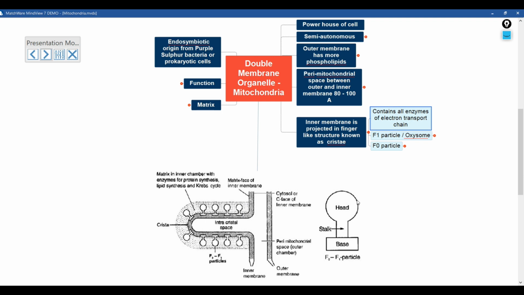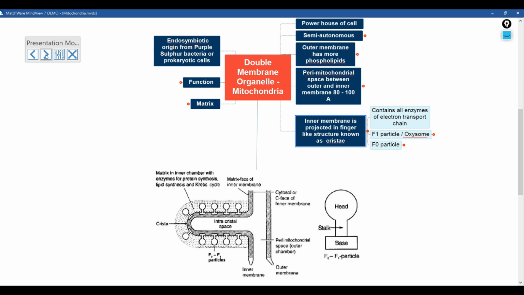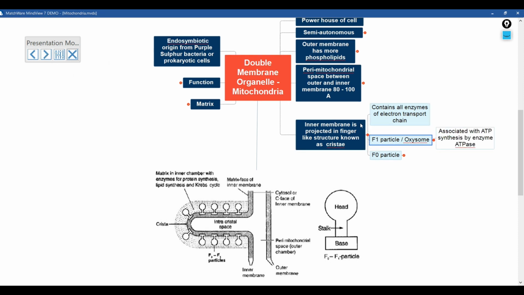Now in this oxysome, the head portion is called the F1 particle, and the lower portion is called the F0 particle. So this is what we see over here. The F1 particle is associated with ATP synthesis by the enzyme ATPase, because the ATP synthetase enzyme is there. Whenever hydrogen ions from the perimitochondrial space pass through it, it creates enough potential difference, and that eventually leads to the coupling of ADP and phosphate, forming energy in the form of ATP, right?